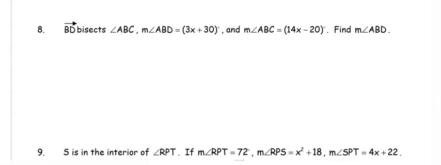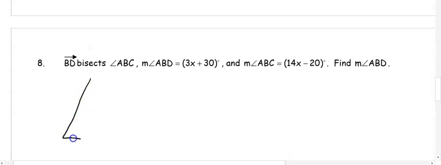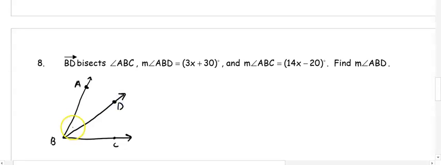In number 8, ray BD bisects angle ABC. So first we're going to draw that picture. So we have angle ABC. Then we have ray BD, and it is bisecting this angle. We know that AD is 3x plus 30, and ABC is 14x minus 20.